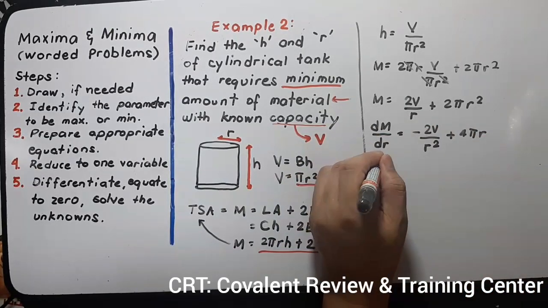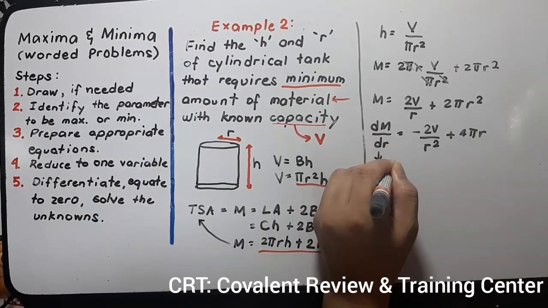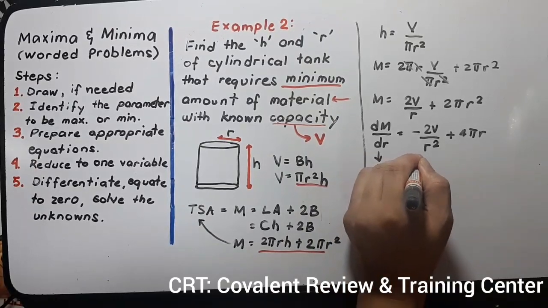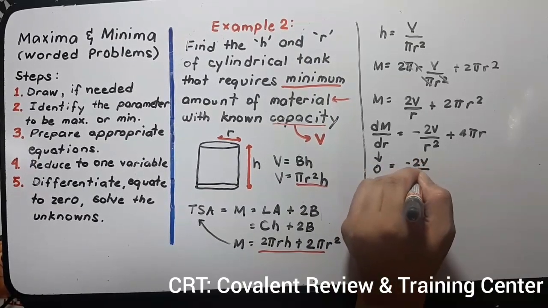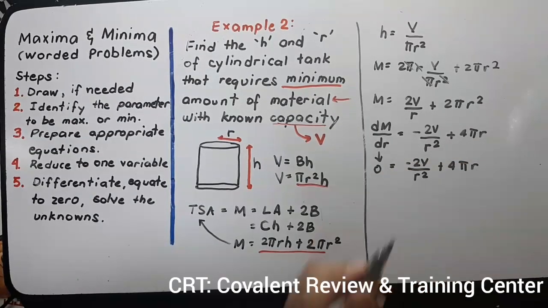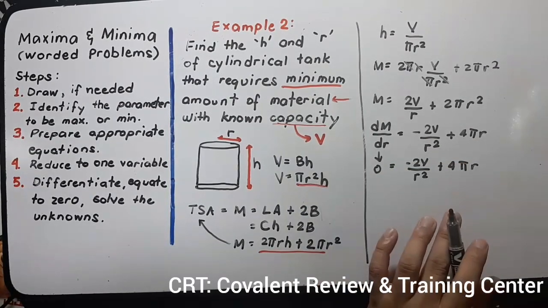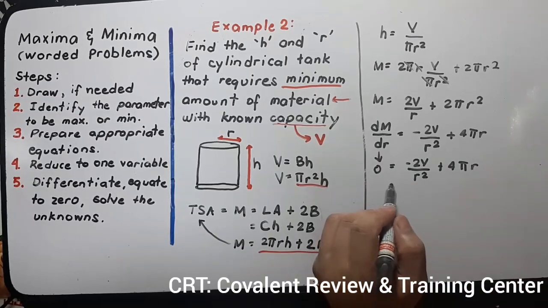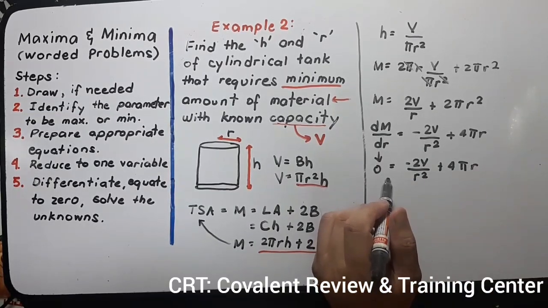After differentiation, equate this to 0. So we have negative 2 over r squared plus 4 pi r. Then solve for the unknowns. So first, we can solve here the formula for r.